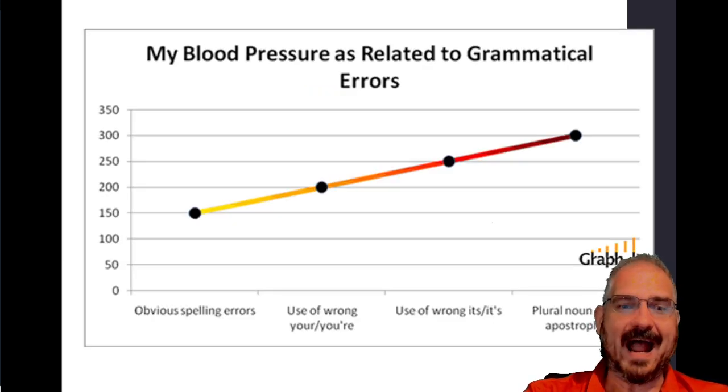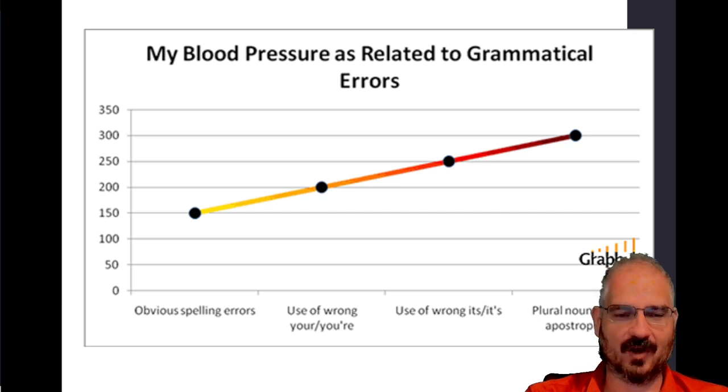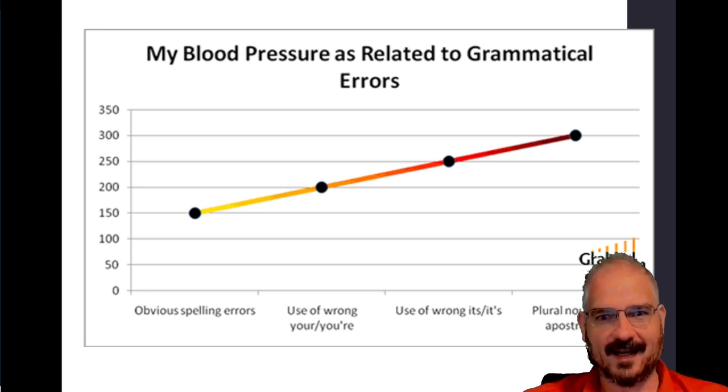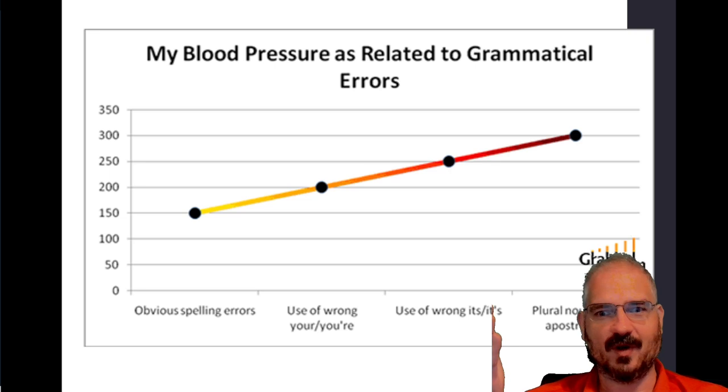So here's a line graph. This one is all about my blood pressure when it comes to spelling errors, right? Or grammatical errors. So when I see on somebody's paper an obvious spelling error, my blood pressure rises to 150. If they use the wrong your, goes up to 200.